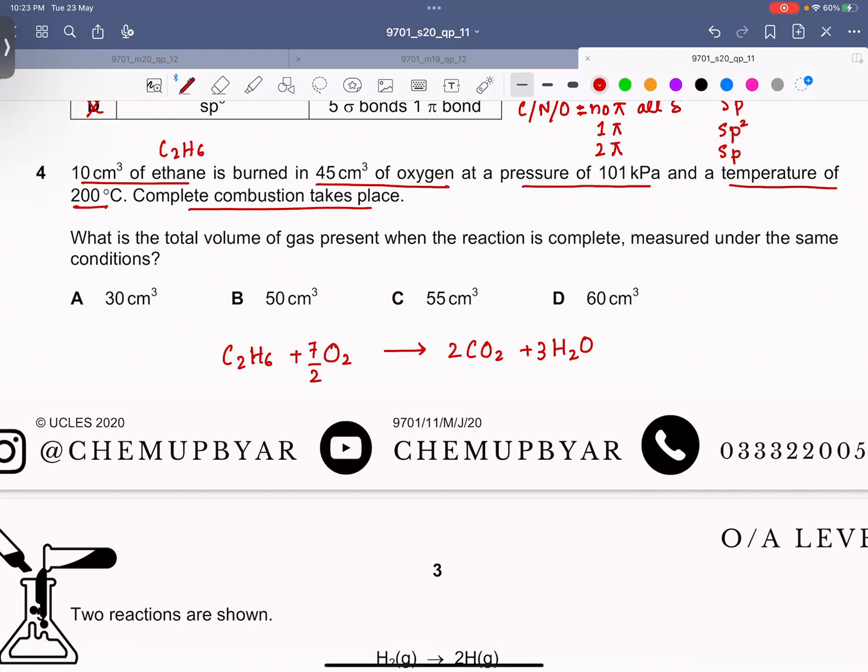Okay. Now, what is the total volume of gas present when the reaction is complete, measured under the same conditions? So remember one thing, that the reaction is taking place at 200 degrees Celsius. So at 200 degrees Celsius, obviously the water is also in the vapor form. So it's a gas as well.